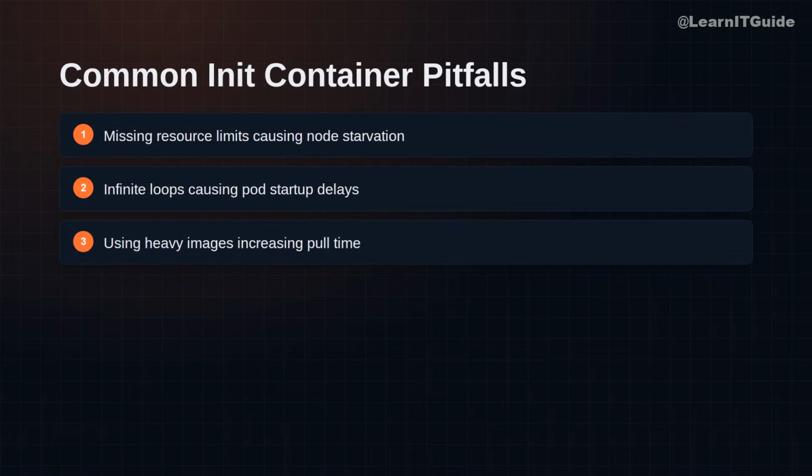Now, what are the common mistakes? First, you must always set resource limits on init containers. If you do not, a buggy init container could consume all the memory on a node, causing a kernel panic. Second, be very careful with infinite loops. If your connection check never succeeds, the pod will just sit there forever, never reaching a ready state. Finally, do not use massive images. Use small ones like Alpine or BusyBox. If you pull a 2 GB image just to run a 5-line shell script, you are just slowing down your deployment speed significantly. Avoiding these will save you hours of debugging time.